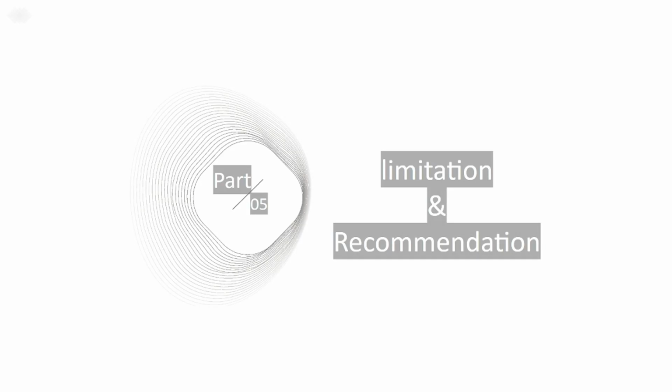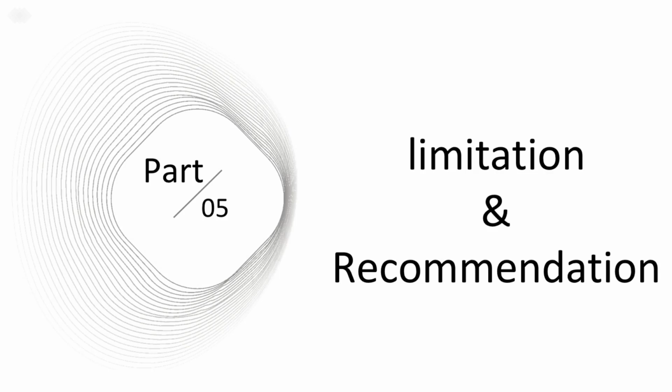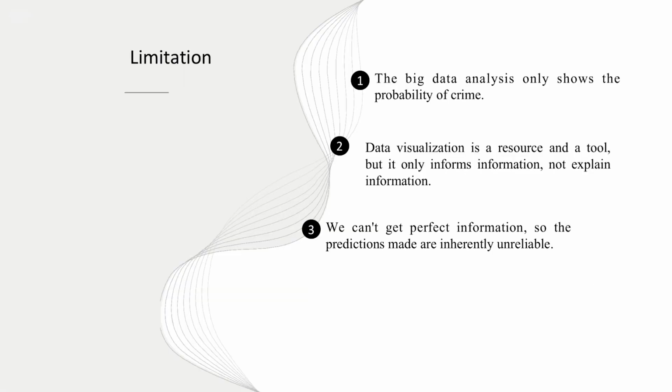Next part is limitation and recommendation. Although we analyzed the crime data in Los Angeles, there are still some limitations to this study. First of all, big data analysis only shows the probability of crime. We can provide information to police officers by collecting and analyzing data on which aspects are more prone to crimes and what are easier ways to catch criminals. Another limitation is that data visualization is a resource and a tool, but it only informs, not explains. The correct use and interpretation of information depends on ourselves, but sometimes it will inevitably lead to misunderstanding.